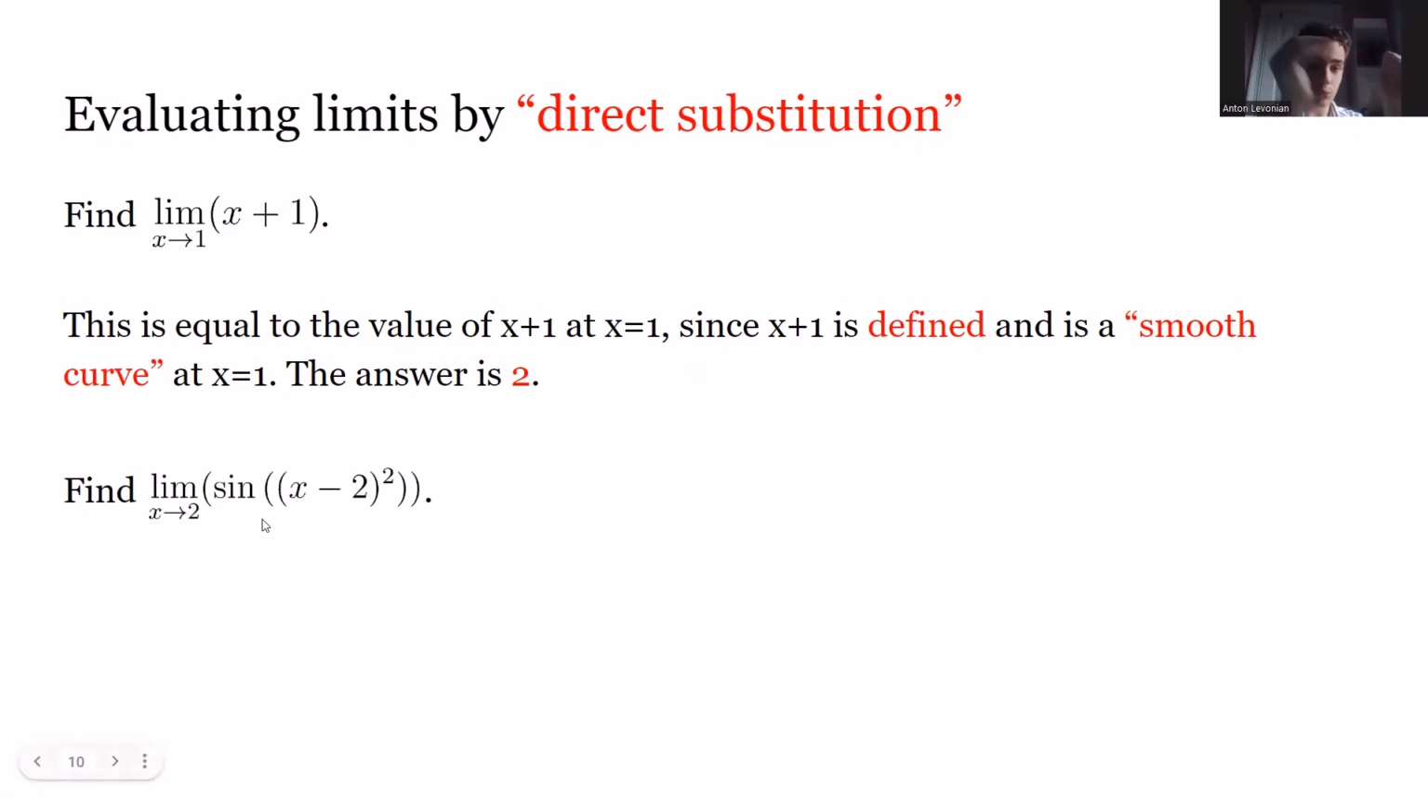Now try this example. What should the limit be of sine of x minus 2 squared? The x minus 2 is squared, and the sine is taken of that, as x approaches 2. Just take a minute to think about this.